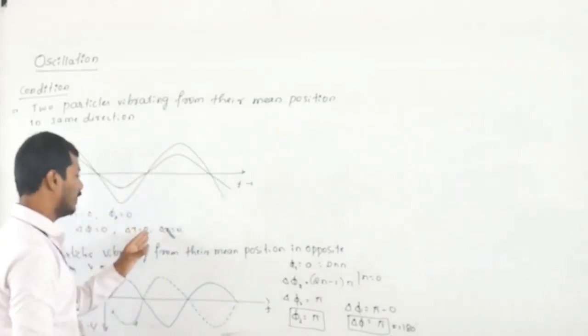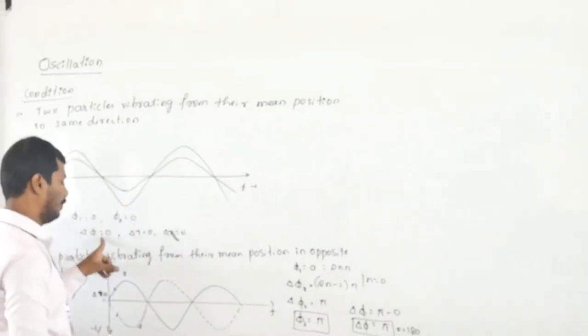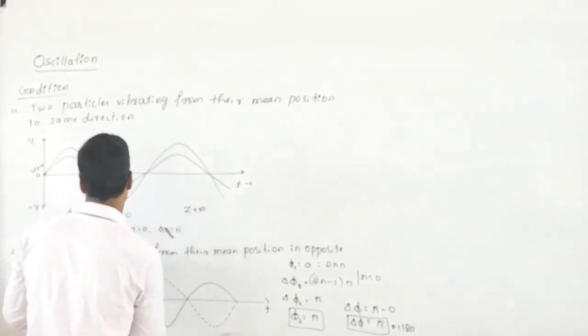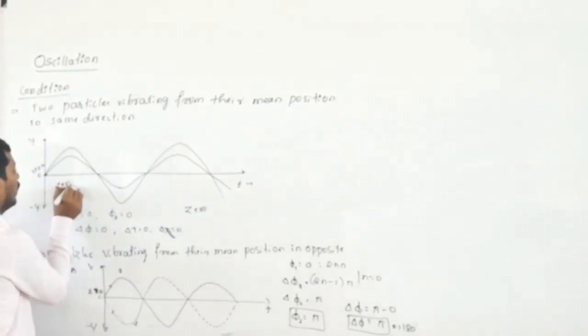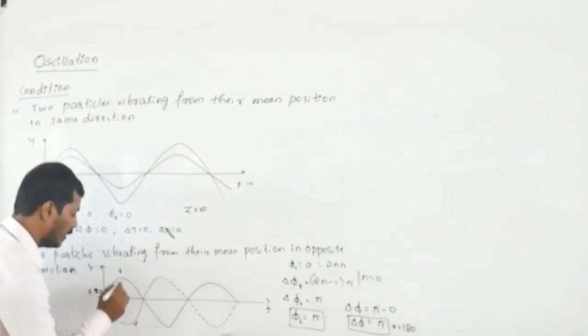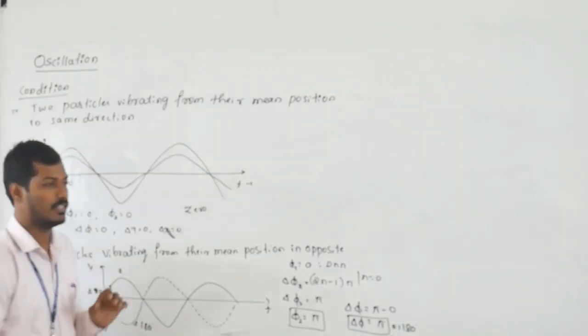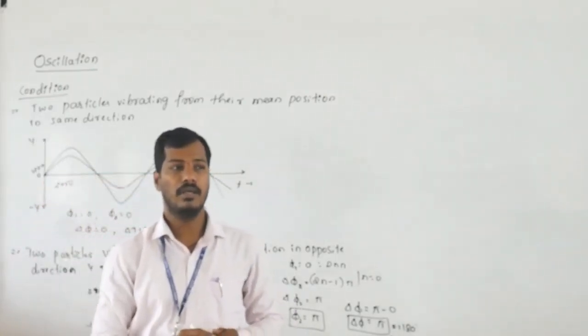Here the phase difference is 0. I'll write here 0. And I'll write here the phase difference is 180 degrees. Okay.